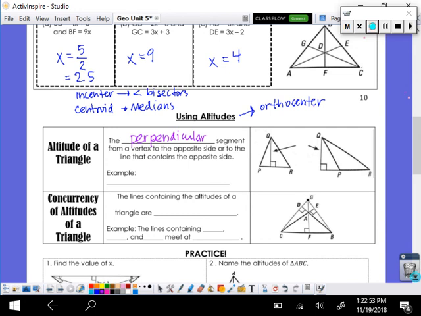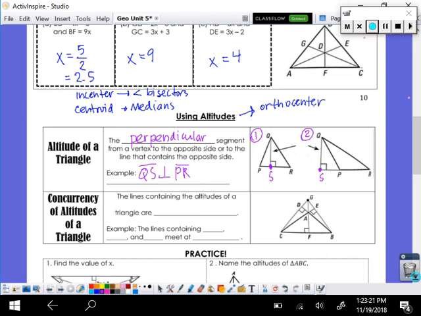For some examples, we've got QS perpendicular to PR. QS is the altitude, so let's label that an S. For example. Or here, S, for example. Notice in the first one, our altitude is inside. The second one, our altitude is outside of the triangle.